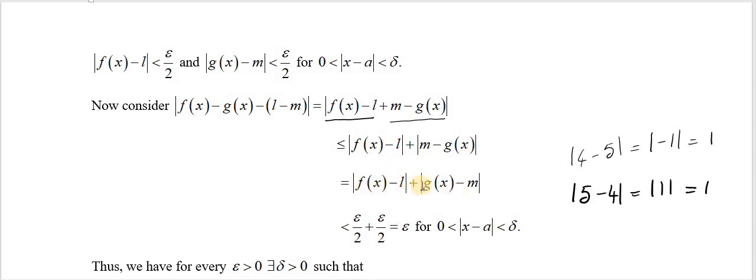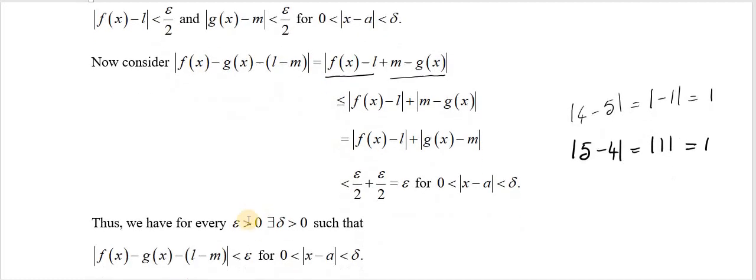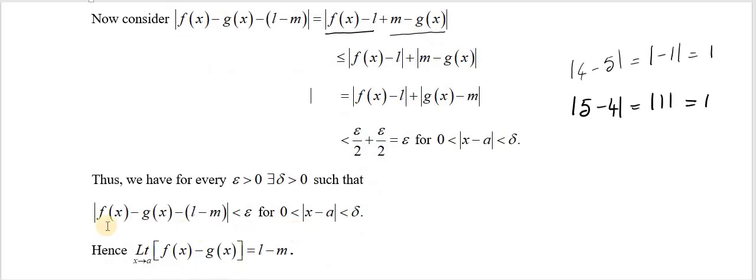But we know this value and this value, that is epsilon by 2, epsilon by 2. So the first one is less than epsilon by 2 plus the second one is also less than epsilon by 2. But epsilon by 2 plus epsilon by 2 is equal to epsilon, for 0 less than mod x minus a less than delta. Thus, we have for every epsilon greater than 0, there exists delta greater than 0 such that modulus of f of x minus g of x minus (L minus m) is less than epsilon.